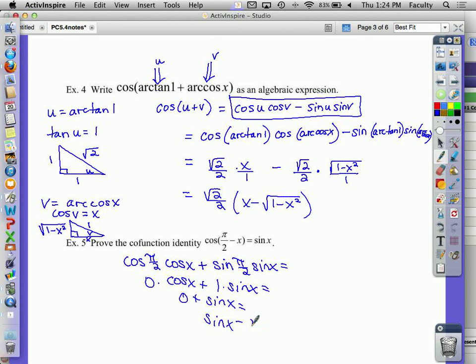So what's neat is that when you were verifying identities, we can now open a whole new area to verify with sum and difference formulas. Okay? So you see, we just proved that that's why the cofunctions work. That is pretty awesome.